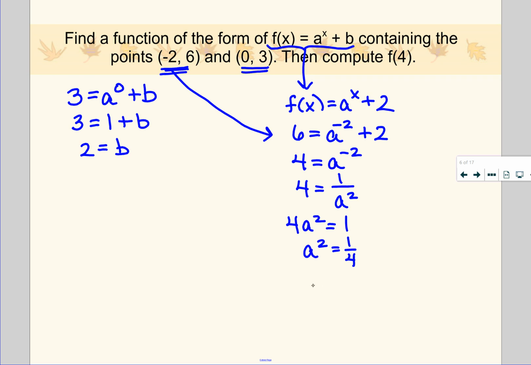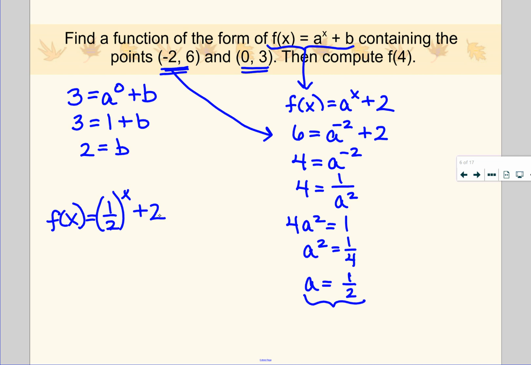And then take the square root of both sides. So a equals, technically, if I take the square root of the numerator and denominator, I'm going to get 1 over 2, and I should put a plus or minus in front of it, but remember that a is a base to an exponent, so it cannot be a negative number, so we're only going to include the positive value. So my final function, if I fill everything in, is 1/2 to the x power plus 2.